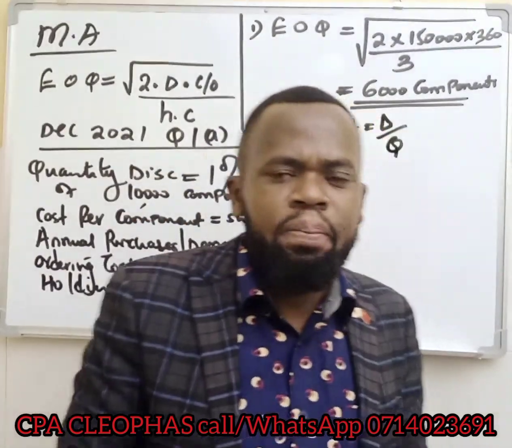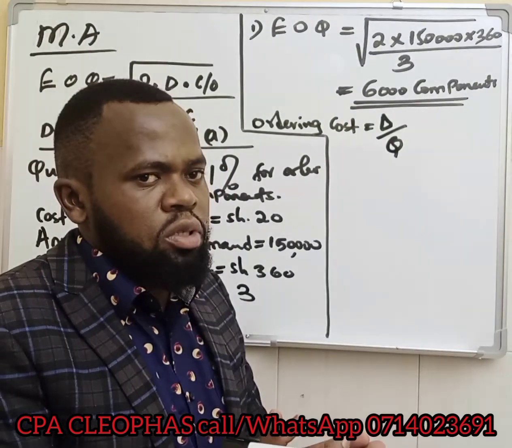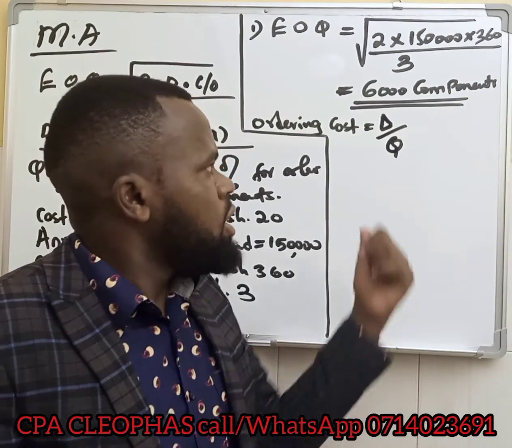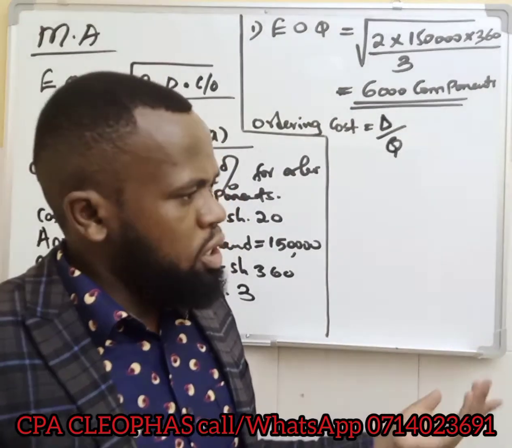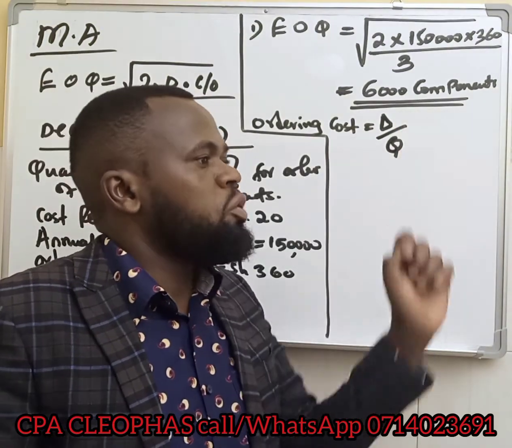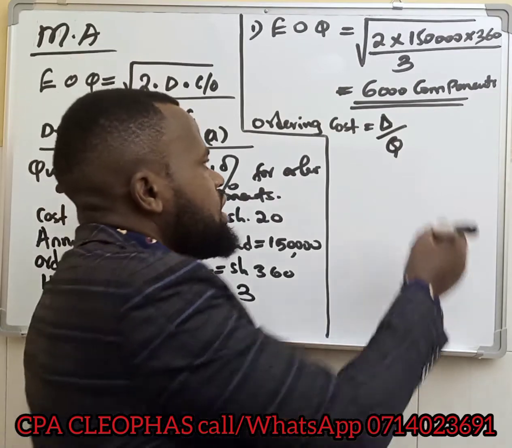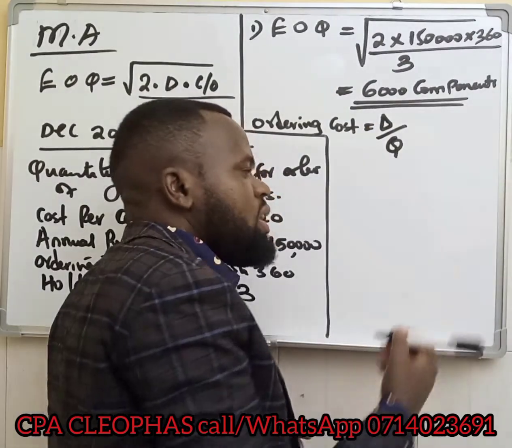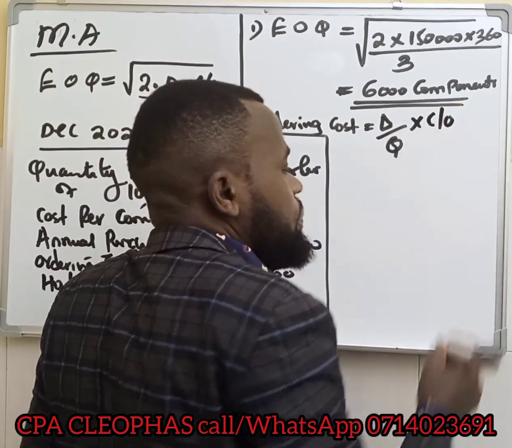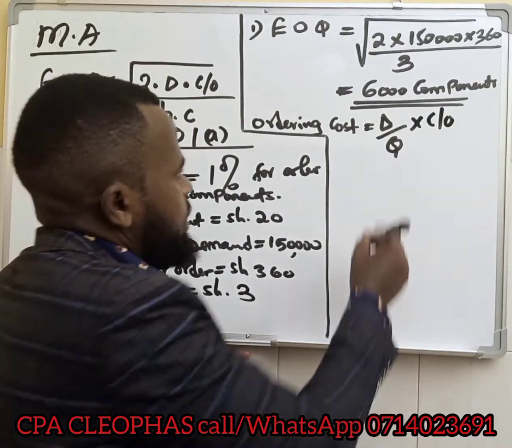So if the examiner asks you to determine the number of orders, you don't struggle. It will be the total annual demand divided by the quantity which is being ordered, and this time our quantity to order, we have been told we order at EOQ. So it will be D over Q, which is the EOQ. That gives you the number of orders. But for me, I want the ordering cost, so multiply by the cost you incur whenever you place an order.